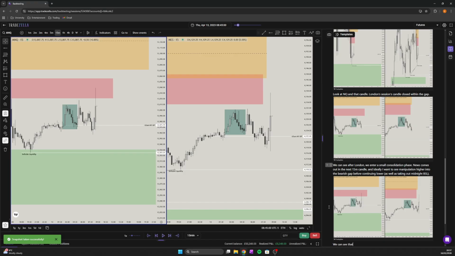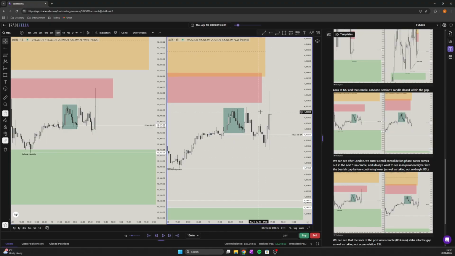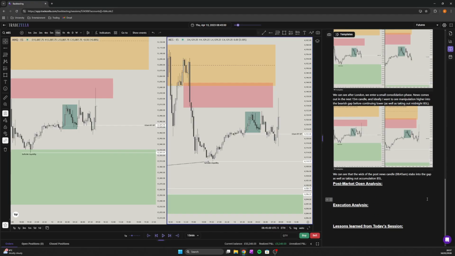We can see that's the wick of the post news candle. So 8:45 stabs into the gap as well as taking out accumulation plus liquidity, right? That's very cool. Now, at this point, all I'm doing is waiting for 9:30 a.m., right? Which is New York AM.